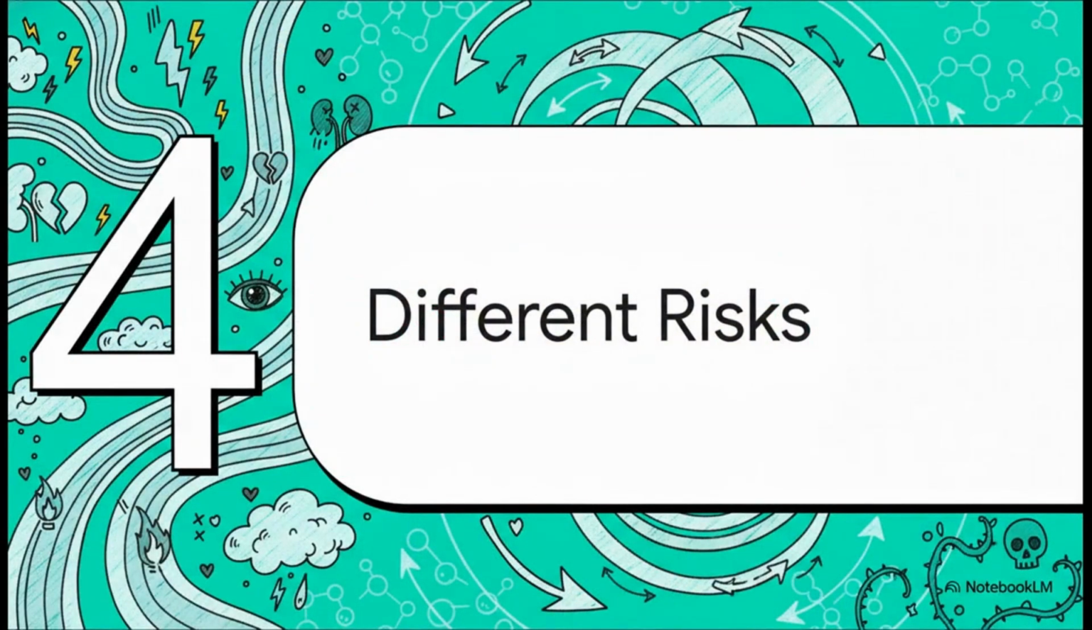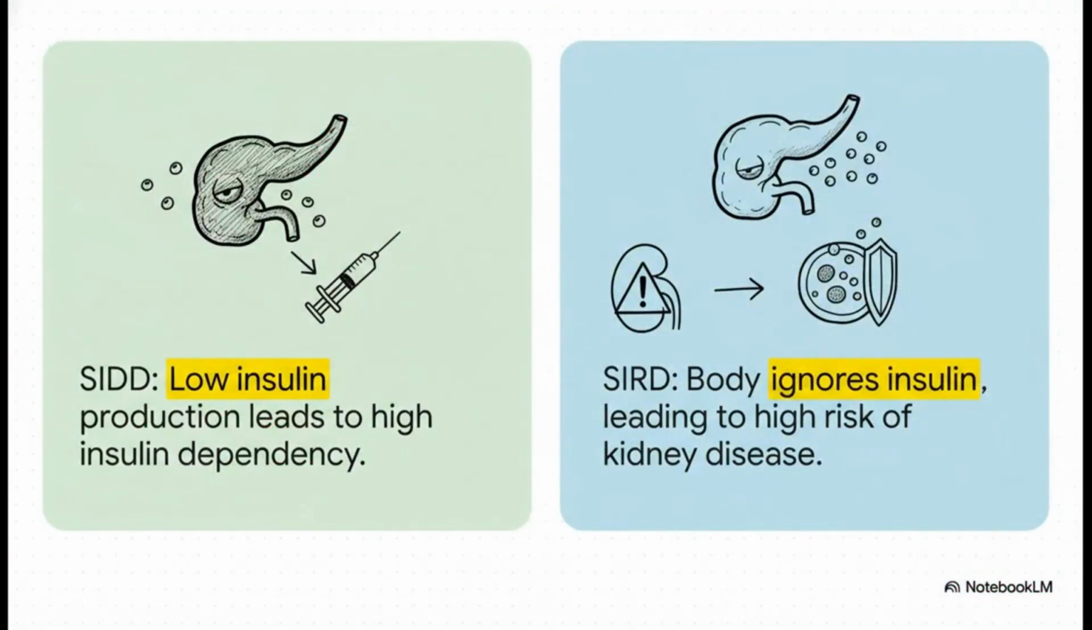Okay, so we have these 4 groups, but why does this even matter? I mean, so what? That's what our next section is all about. Different risks, different paths. Because as you'll see, figuring out which subgroup you're in is absolutely critical. Each one has a very different future when it comes to long-term health. Let's just look at the 2 most severe groups to see how wildly different they are. With the SIDD group, the main issue is they don't have enough insulin. That puts them at a super high risk for needing insulin shots. But the SIRD group, their body makes insulin but ignores it. And their biggest risk isn't insulin dependency. It's a very specific and very serious complication, kidney disease.